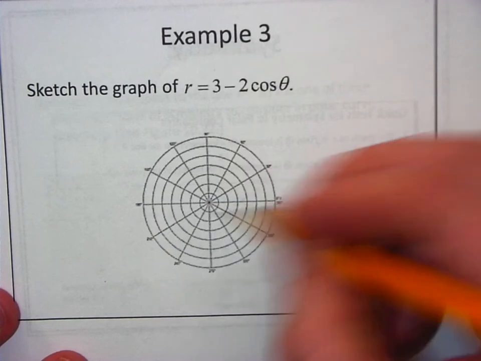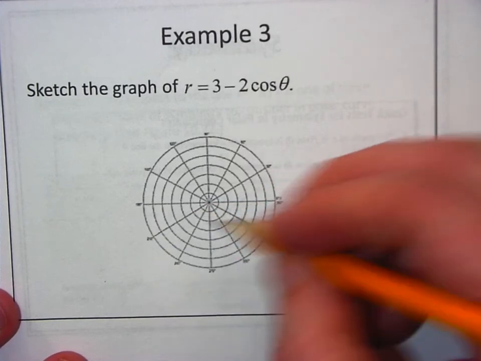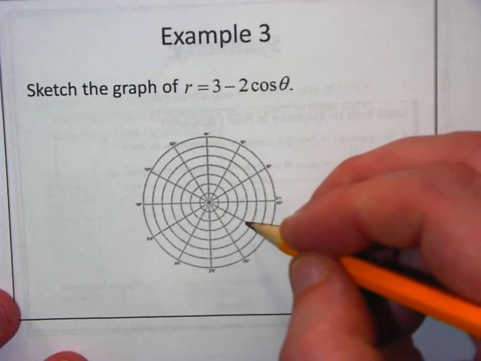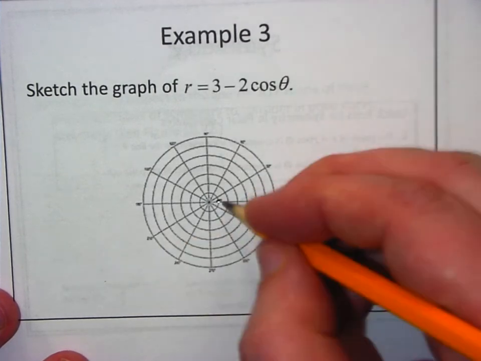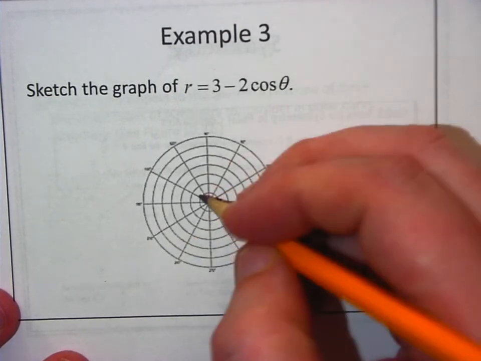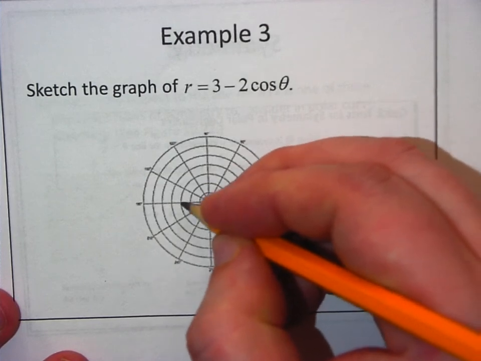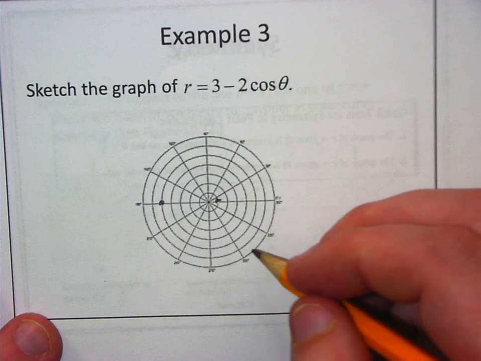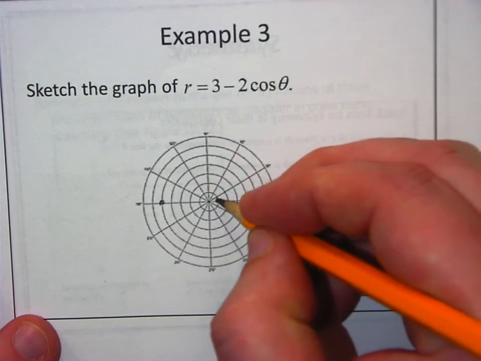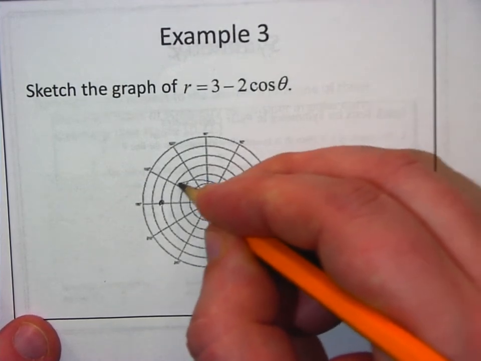So how far out do I go along the line 0? Along 0 degrees? 1. How far do I go along the x-axis the other way, or the polar axis? 5. And does it hit the origin? No. So that makes it what? Dimpled Limacon.